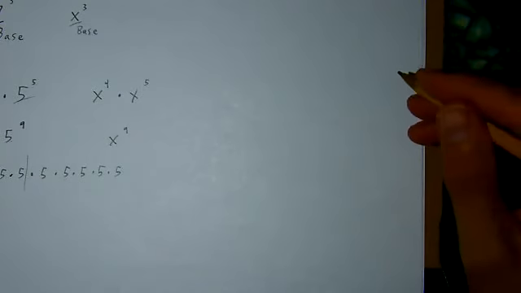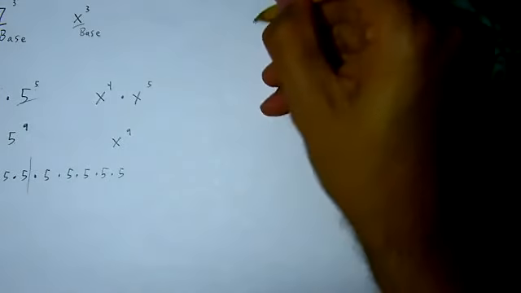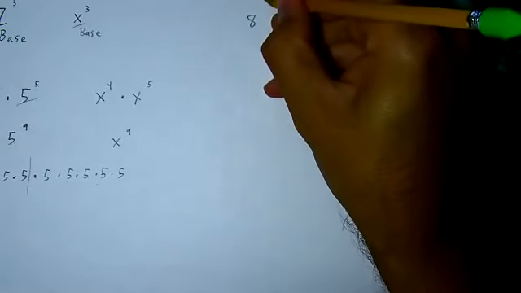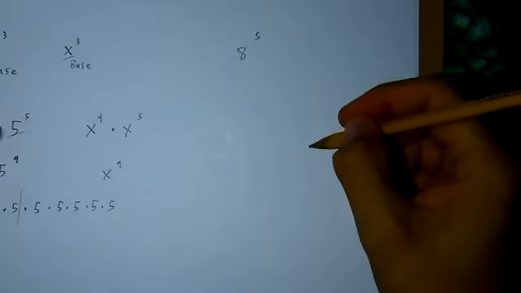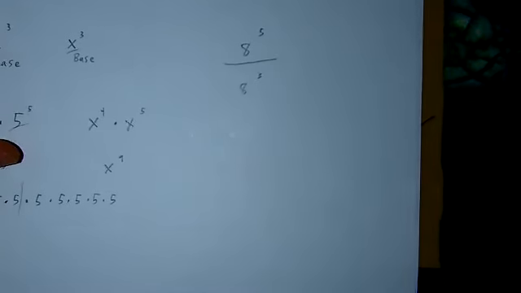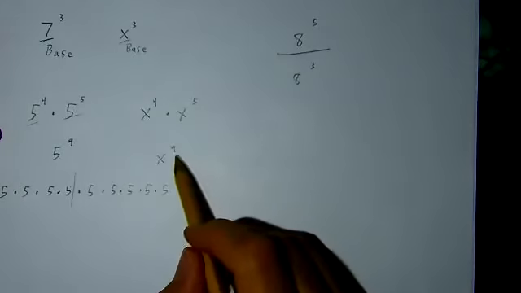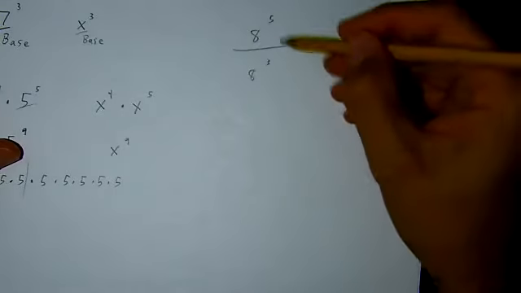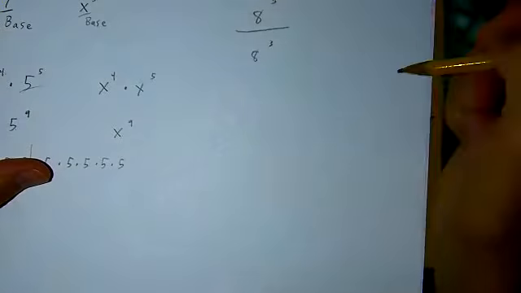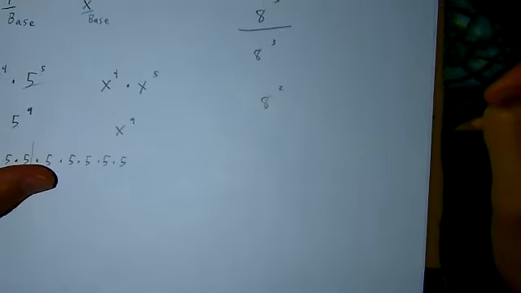Now that's multiplying. Dividing is the opposite. So let's say we had 8 to the 5th divided by 8 to the 3rd. So when we multiply, we add our exponents together. When we divide, we actually subtract our exponents. Like I said, it's just the opposite. So if you take 3 away from 5, you end up with 2. So your answer would just be 8 squared.